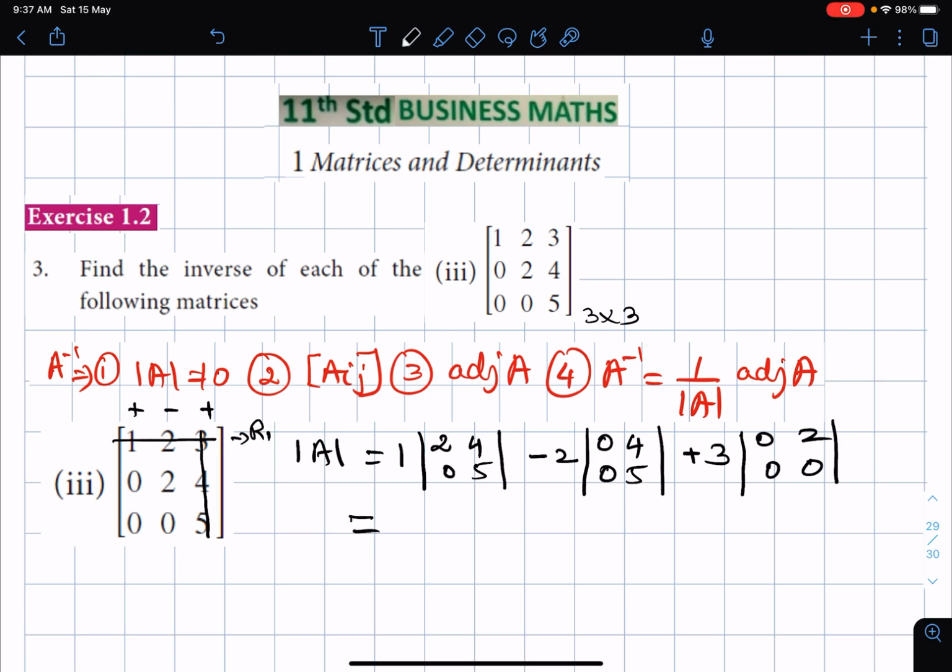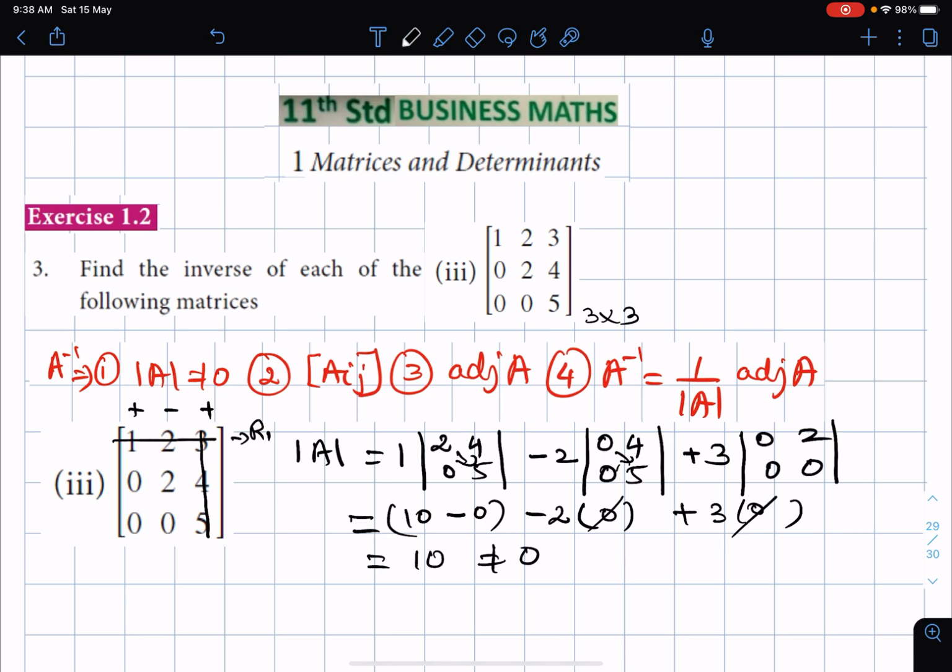So 1 into something is the same, so you can expand it by multiplying the diagonal and subtracting. So 2 into 5 is 10, minus 0. Then minus 2 into both are 0, so it's going to be 0, plus 3 into, here also it's going to be 0. So 0 minus 0, these two terms get cancelled. So your answer is going to be only 10, and this is not equal to 0.